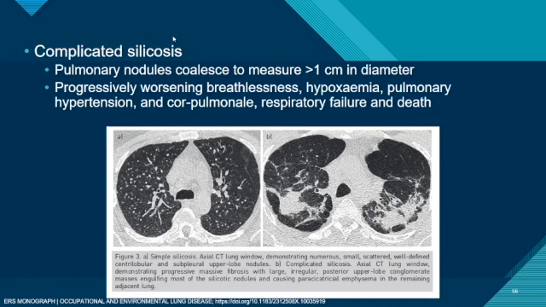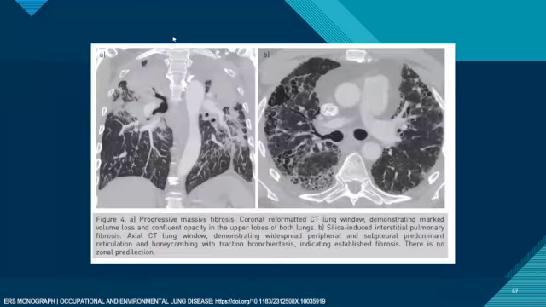So figure A over here is simple silicosis. These are very small, multiple nodules scattered throughout the lung. Whereas figure B represents complicated silicosis, where all the nodules have now coalesced and have become more than 1 centimeter, going on to develop PMF, or progressive massive fibrosis, involving particularly the upper lobes, which is what is common in silica.